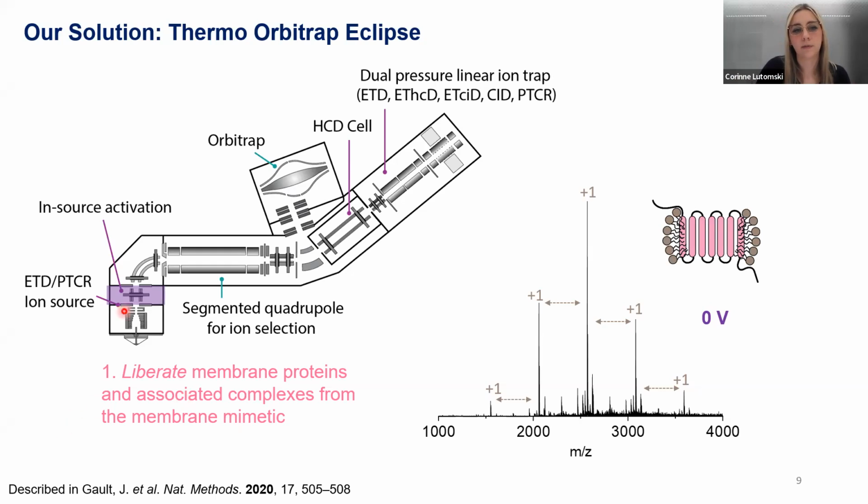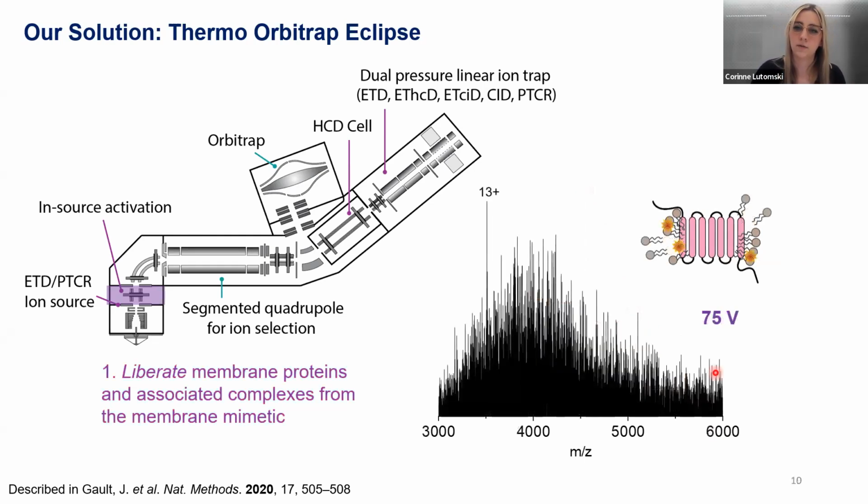And so on the Orbitrap Eclipse, we can activate in source. And so I'll walk you through a cartoon as to what this looks like. If we apply no energy in the source, if we just electrospray these membrane protein complexes in detergent, we generate a spectrum that looks like this. And it looks quite nice and clean. But unfortunately, these evenly spaced singly charged peaks indicate that these are just detergent clusters that we're seeing. It's not our protein of interest.